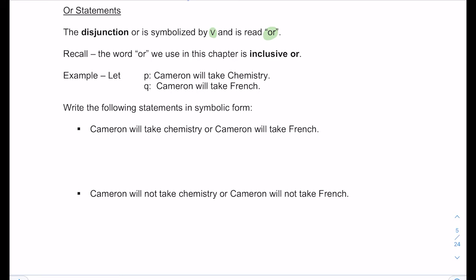So my first statement says Cameron will take chemistry or Cameron will take French. So the first part of my statement is P, and then I have or, which is an upside down arrow. Cameron will take French is the other part of the statement. So that's P or Q.